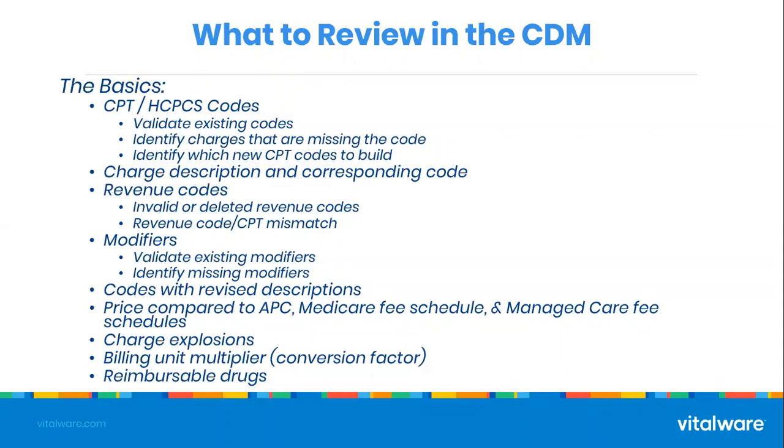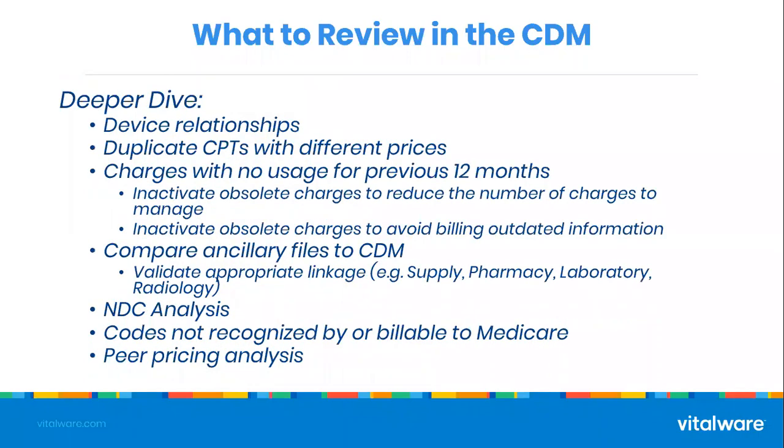Looking at prices, compare them to the APC payment, Medicare fee schedule, and your managed care fee schedules, making sure that you are checking for that lesser of charge language. Looking at charge explosions, those billing unit multipliers or conversion factors, whatever it's called in your particular system, but ensuring that those drug units are getting flipped over to display the right amount of units on the claim so that you're getting paid correctly. And again, look at all of your reimbursable drugs. Make sure they're identified in your CDM.